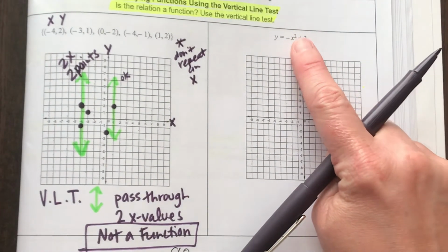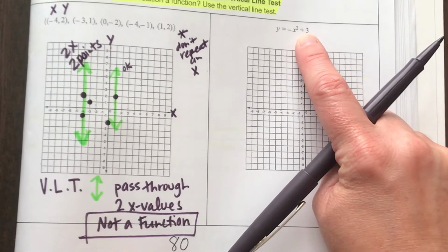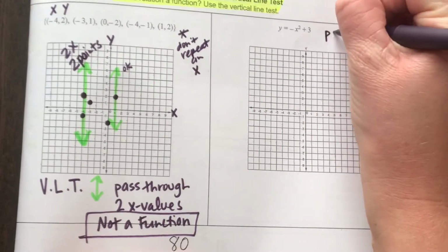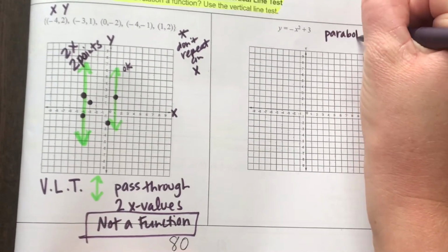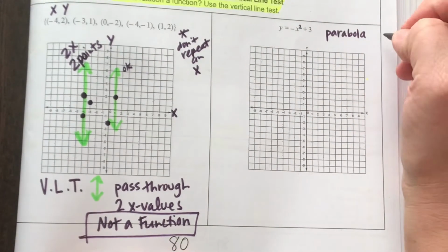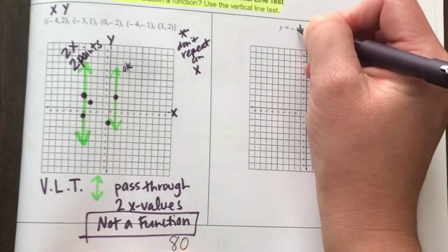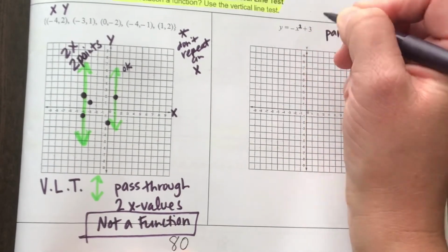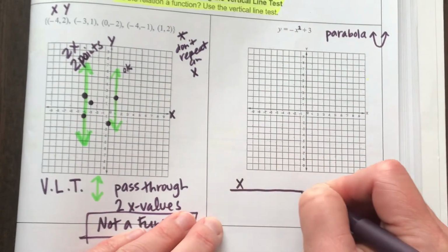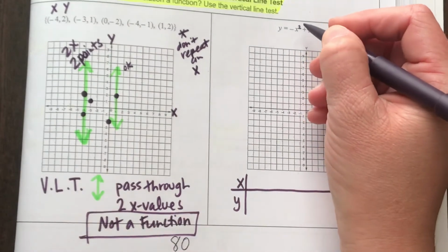Now to graph this one, you might need to make a table and plug in some points to get an idea of what this looks like. But this is called a parabola because of that square right here. And so a parabola usually looks kind of like this. If it opens up, it's a positive x squared, but I notice ours is negative, so ours is going to be opening downward. But what I'm going to do is just make a table. I'm going to plug in a bunch of numbers to get what my points should look like.